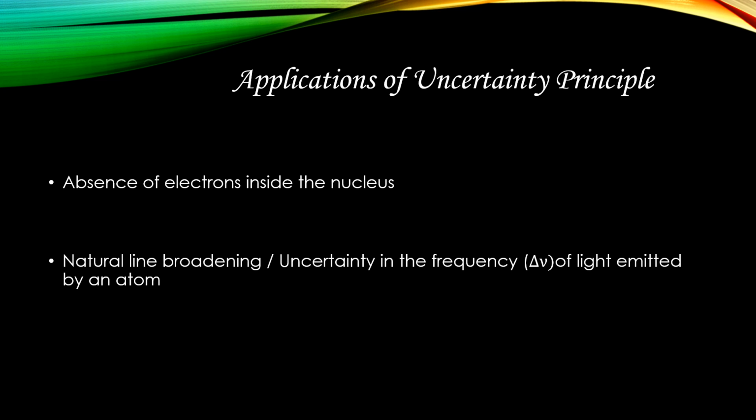First one, absence of electrons inside the nucleus. That is, using uncertainty principle, you have to prove that an electron can never be a constituent of the nucleus. Second one is natural line broadening or uncertainty in the frequency of light emitted by an atom.